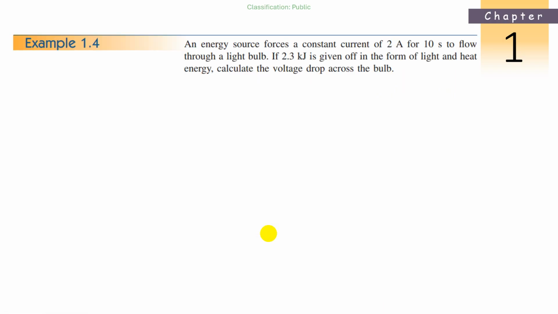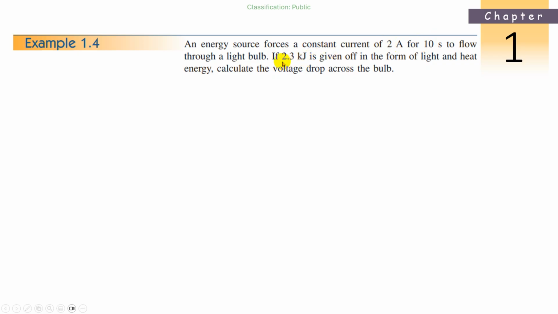Okay, now we have an example. An energy source forces constant current of 2 amperes for 10 seconds. Here, the energy source means the power supply forces a constant current, so many amperes of current moving for 10 seconds, to flow through a light bulb, let us take. Okay, this is one thing. 2 amperes we got as I, time we got 10 seconds.